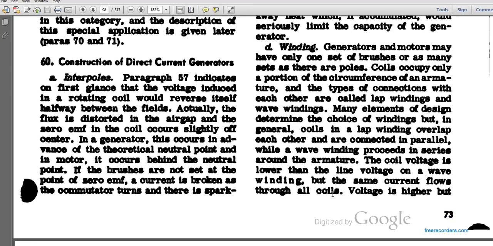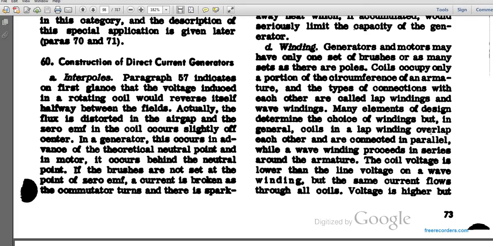Generator brushes: more than one set of brushes is used, set for their poles. Poles occupy only a portion of the circle of the same armature. The types of connection of each of them are called the end windings: lap windings and wave windings.